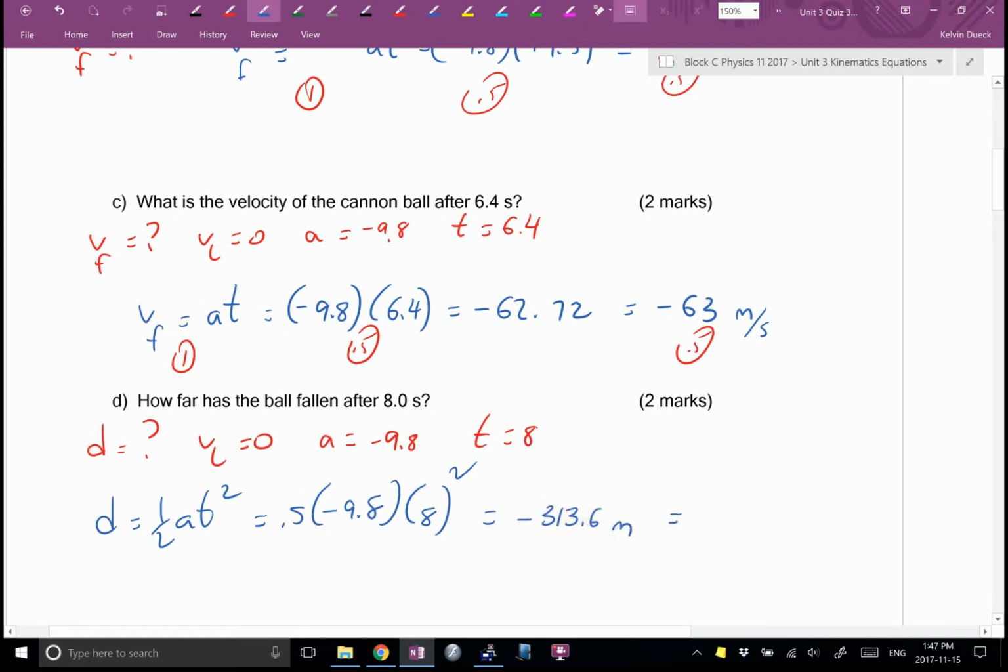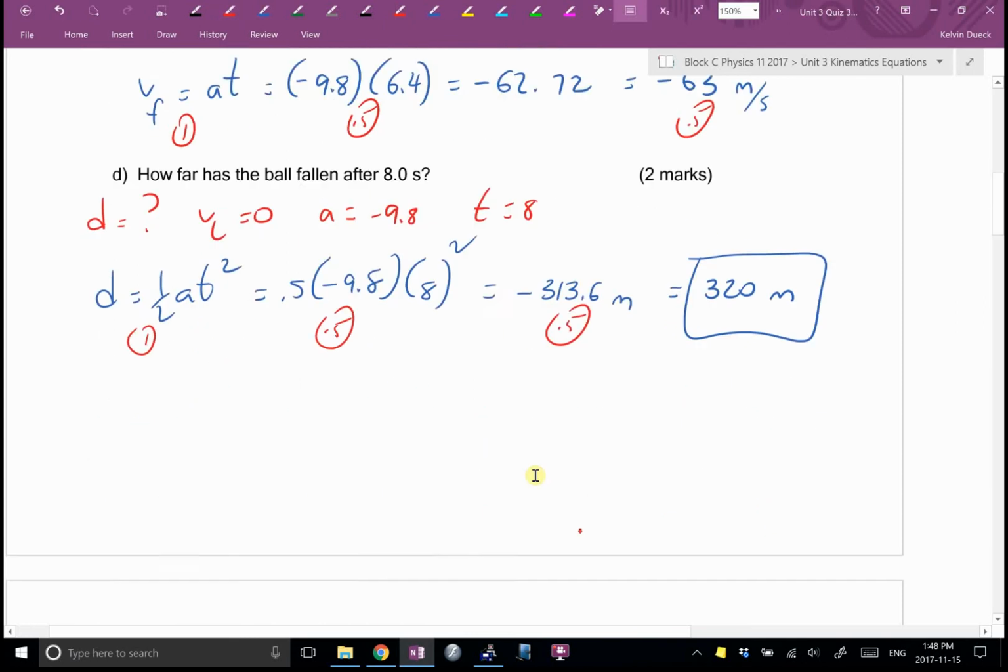And if I wanted to do fussy sig figs, I would go 320 meters. I would go to 2 sig figs, and I would say heights are technically scalar positive, but the D is a vector displacement. As before, 1 mark, half mark, half mark. And then I would go to the next page.